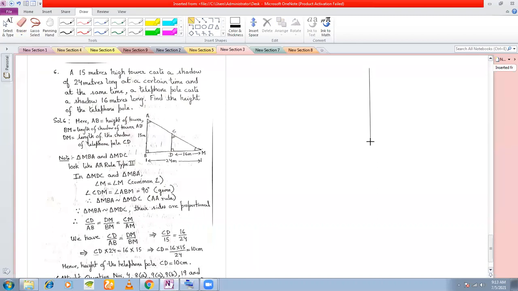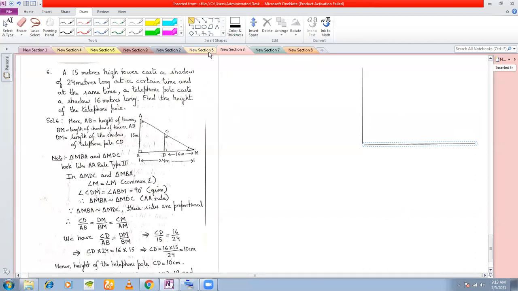First of all, you have a tower, whose shadow is 24 meters long. What is the height of this tower? It is 15 meters. This is our tower. Okay, this is the shadow. The length of the shadow is 24 meters. Diagram is not given, so I'm drawing the diagram according to the instructions.